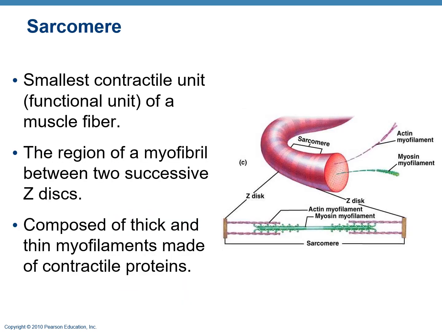The sarcomere is the smallest contractile unit, so it's the smallest functional unit of a muscle fiber or muscle cell. It's defined as the region of a myofibril, right? So the region of one of these long stretches of actin and myosin between two successive Z discs, right? And these Z discs really are just accumulations of proteins to anchor the thick myosin filament that you happen to see in green in this figure, and then the thinner actin filaments seen in pink.